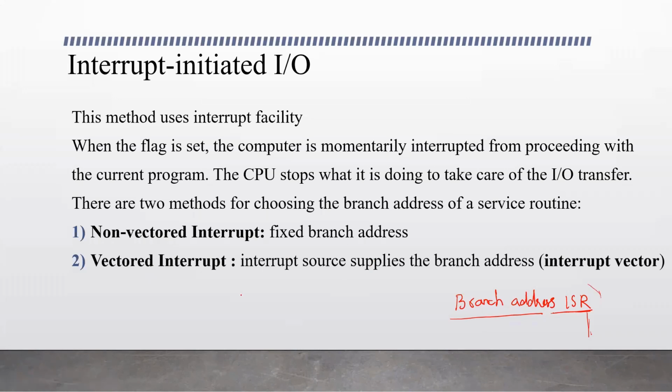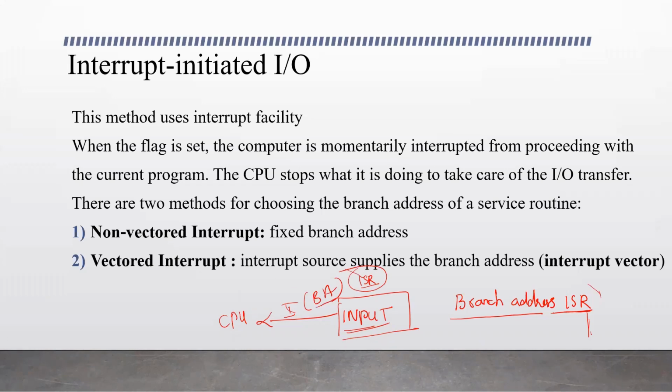In our earlier case, we have seen the input device. When the input device is ready to send the data, it sends the interrupt signal to the CPU. So here, this is the interrupt source. When this interrupt signal is sent, it also sends the branch address. What is this branch address? This branch address is the location in memory where the interrupt service routine is stored.